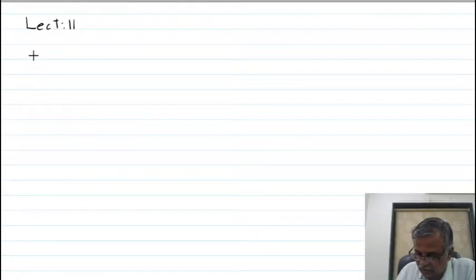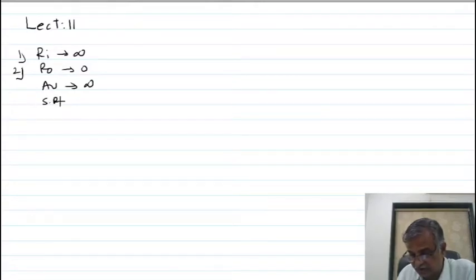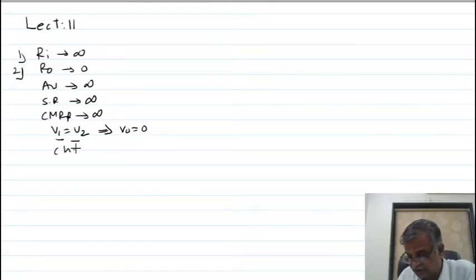See, what are the characteristics of an ideal op amp? We have written: input resistance tends to infinite. Second, output resistance tends to 0. Voltage gain tends to infinite. Slew rate is very large. CMRR is very large. Perfect balance, that is, when both the inputs are at the same level, then the output is 0, and characteristics do not change with temperature.